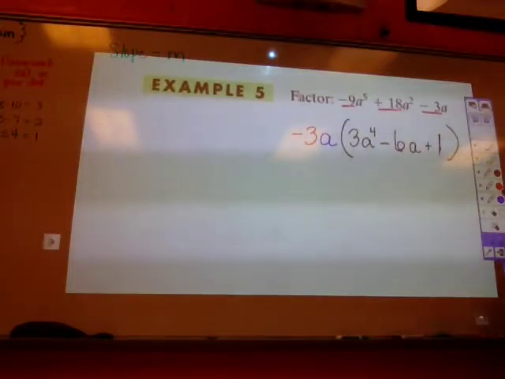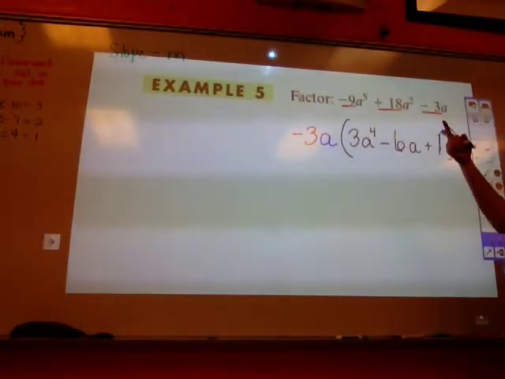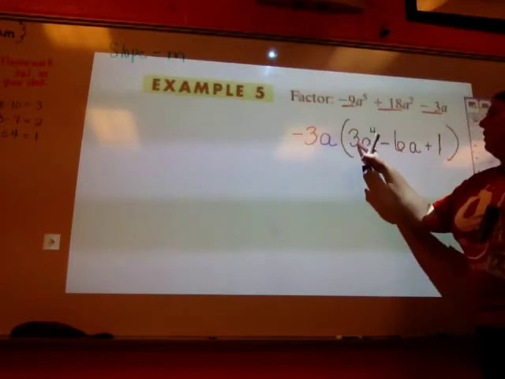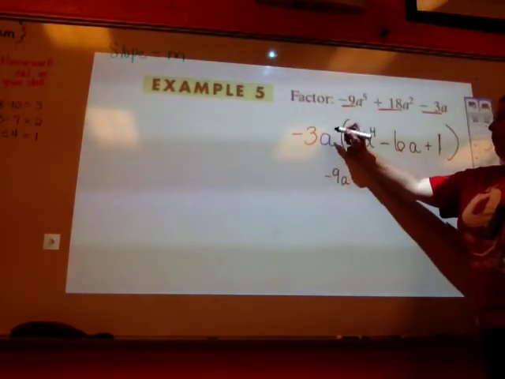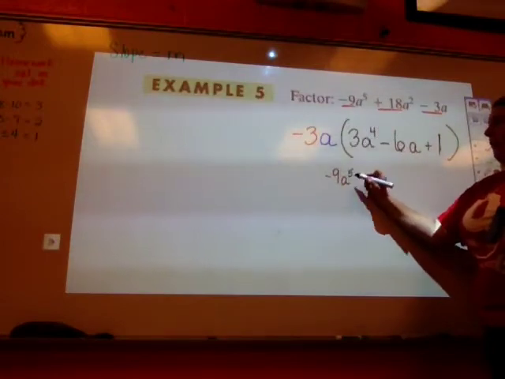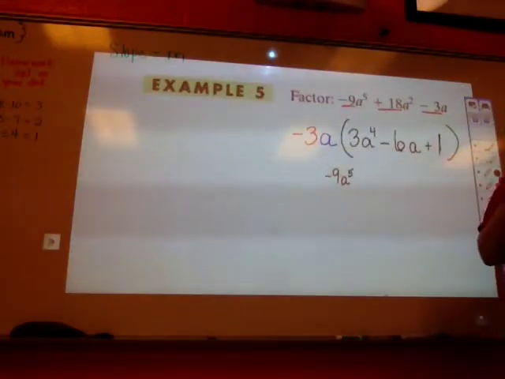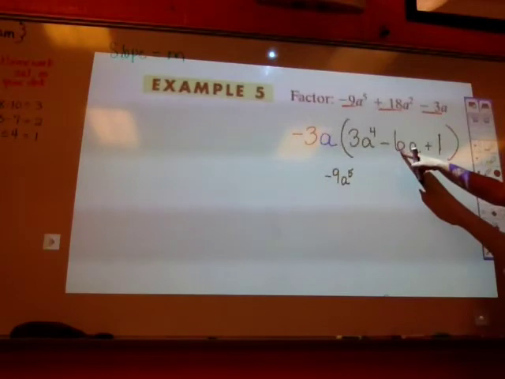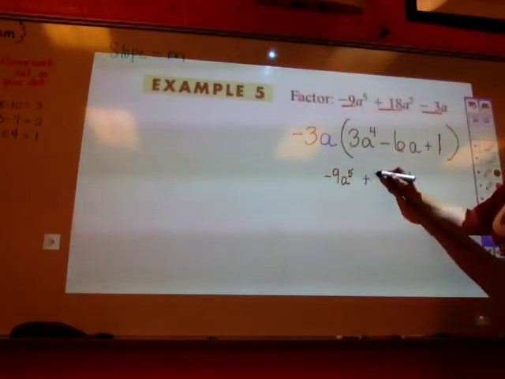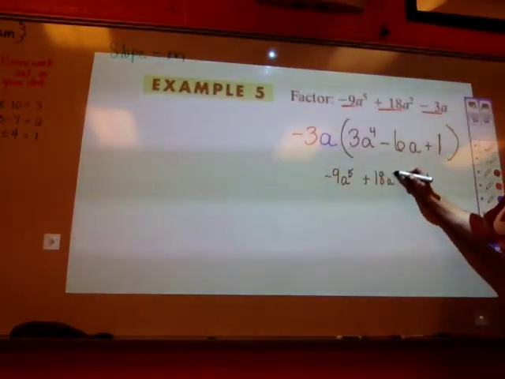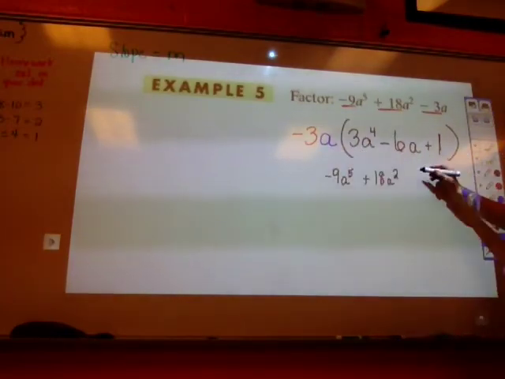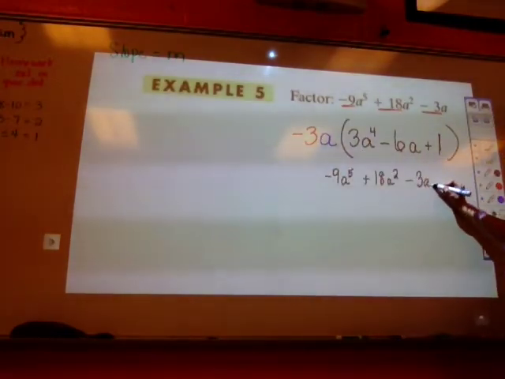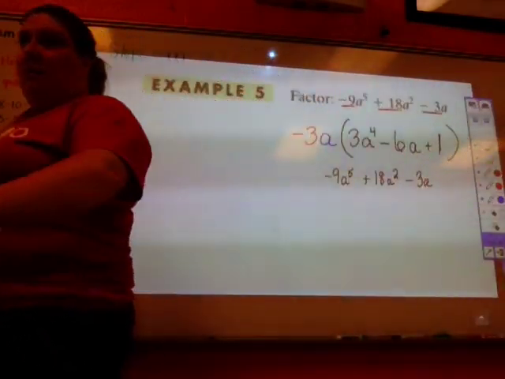Everybody okay with that? So if I redistributed, I would go -3 times 3 is -9. A to the, here's 1 and 4 give me 5. Everybody agree? -3A and -6A give me a +18 A squared. Everybody agree? And then -3A and a +1 gives me a -3A. Everybody okay with that? Yes or maybe?